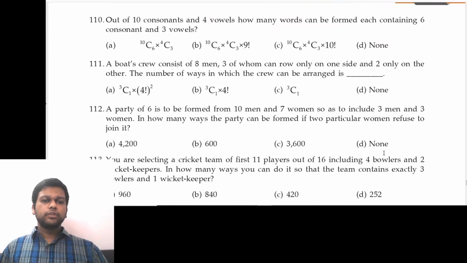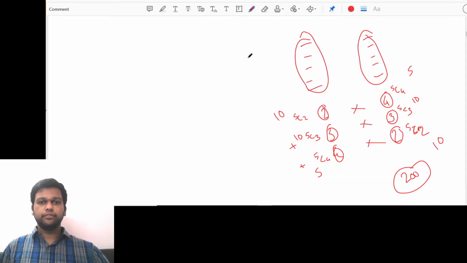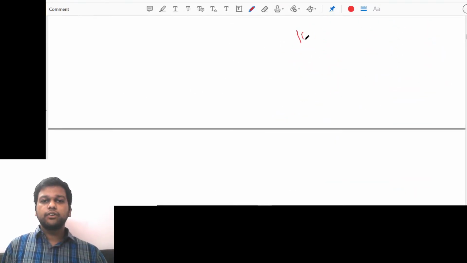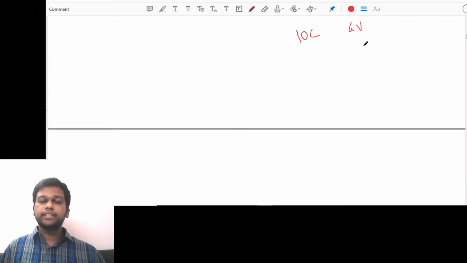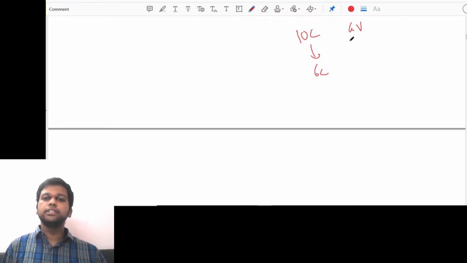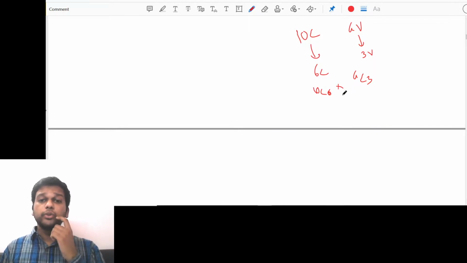Next, 110. Out of 10 consonants and 4 vowels, how many words can be formed, each containing 6 consonants and 3 vowels? Okay. They are saying we have 10 consonants and 4 vowels. And how many words can be formed containing 6 consonants and 3 vowels? That means we have to select 6 consonants and we have to select 3 vowels. So how many ways will be there? 10C6 and 4C3. Now no need to solve because it is there in the options in this form only.